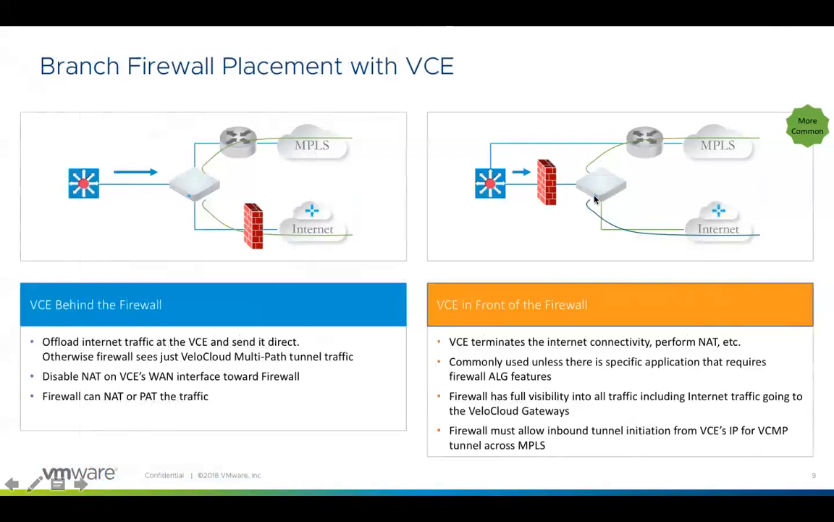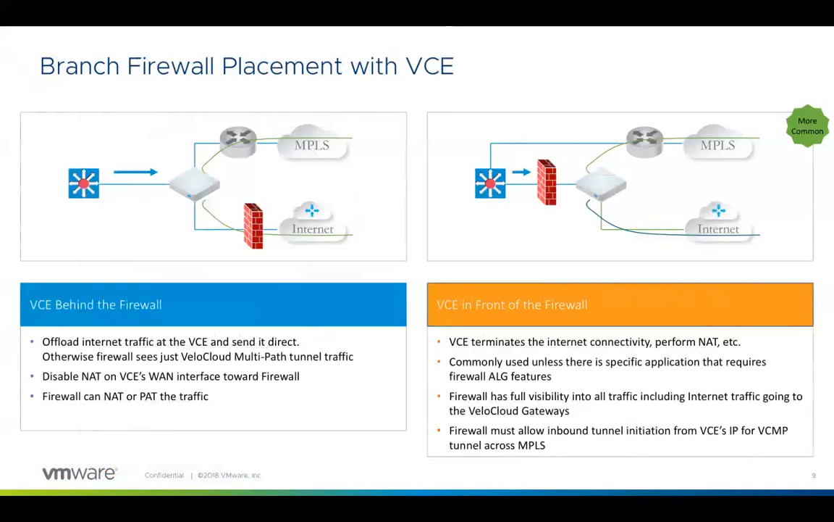On the right side is where the VeloCloud edge is actually placed in front of the firewall. So in this case, any traffic that actually comes to the VeloCloud edge has already been inspected and filtered by the firewall. And the firewall would have full visibility into all of the local LAN traffic.